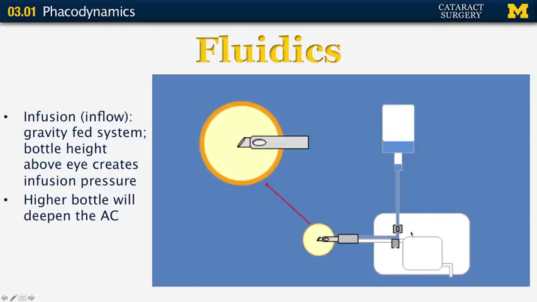Now we can see that there's a bottle represented here that has balanced salt solution that's going to be flowing into the eye by a gravity-fed system. And it simply is a gravity-fed system, so the higher the bottle height, the more fluid inflow there is into the eye. So if we have a steady-state system where there's no fluid being removed, it follows that if we raise that bottle height, we actually deepen the anterior chamber. So this is a modification we can make if we're trying to work at the time of cataract surgery.